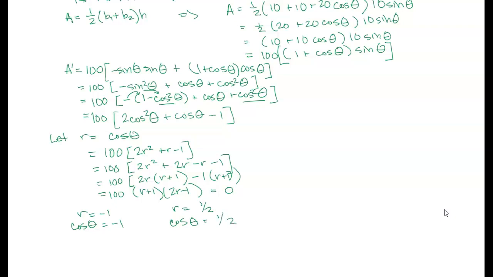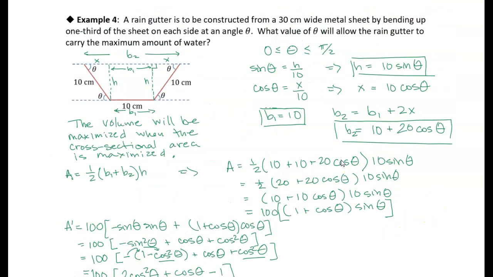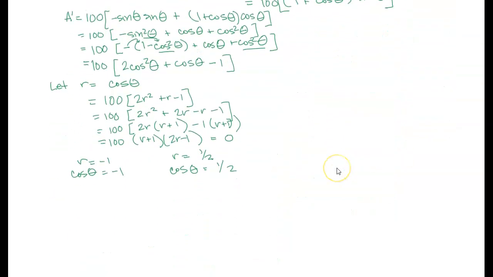Now, if you remember our restriction, I said that theta is between 0 and pi over 2, so basically the first quadrant. And in the first quadrant, cosine of theta can never be -1. So this one has no solution in the first quadrant. So 0 is less than or equal to theta, which is less than or equal to pi over 2.